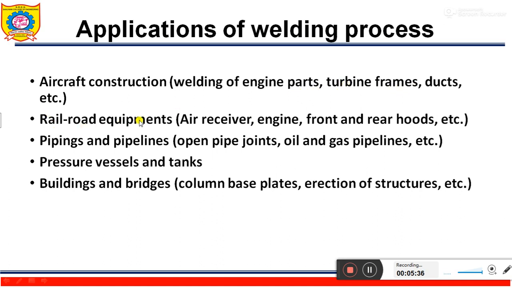Now, applications of the welding process: aircraft construction, welding of engine parts, turbine frames, ducts, etc. Railroad equipment, air receivers, engines, front and rear hoods, etc. Piping and pipelines, open pipe joints, oil and gas pipelines, etc. Then pressure vessels and tanks, buildings and bridges. These are only a few. In the automobile industry, without welding nothing is possible. Welding is required for two-wheelers, four-wheelers, and repair work also.